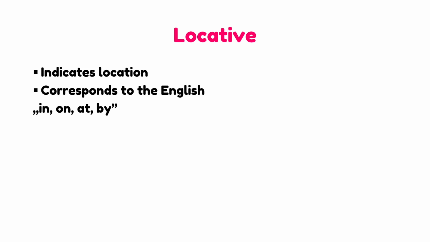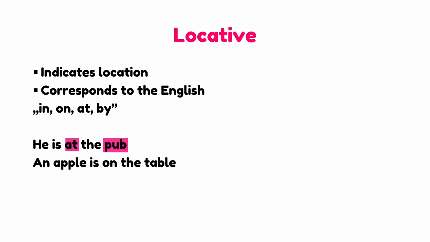Let's look at the locative case. Now we're getting into those additional cases that I mentioned. Locative obviously indicates location. It corresponds to the English in, on, at, and by. In the sentence, he is at the pub. At the pub is in the locative case. An apple is on the table. On the table is in the locative case.